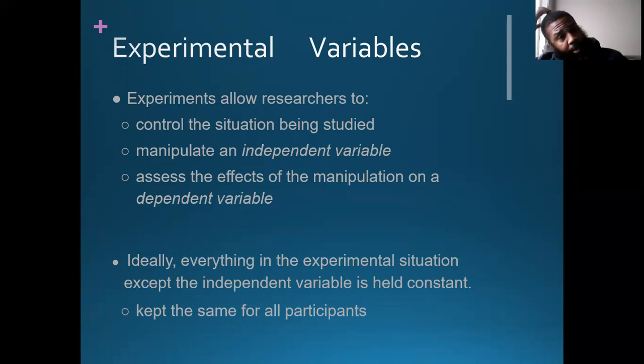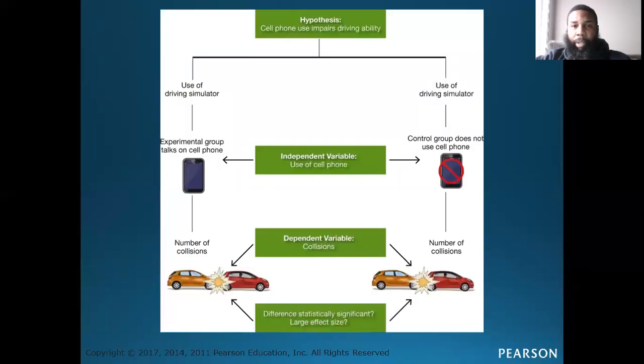So remember, you're going to manipulate an independent variable. And in doing so, you're going to see how that manipulation impacts the dependent variable. What changes will you see in the dependent variable as a result of the manipulations you did in your independent variable? So let's go through this. Let's say we want to look at the use of cell phones and its impact on driving ability, right? So our independent variable might be the use of cell phones, right?